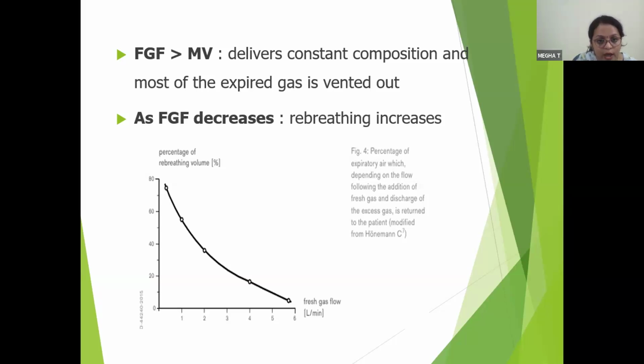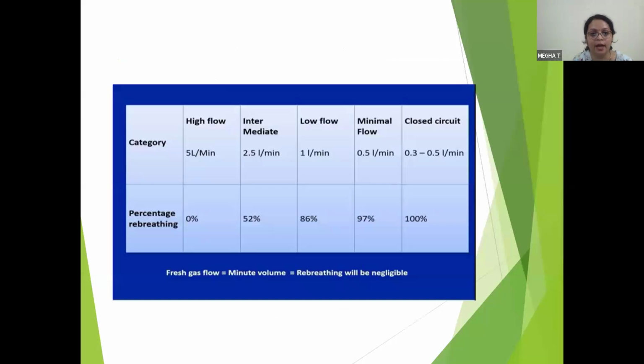In this graph, this is the fresh gas flow in liters per minute, whereas this is the percentage of rebreathing. The higher the flow, the lesser the percentage of rebreathing. As you decrease the flows, you can see the percentage of rebreathing goes up. At about 2 liters per minute, when you go below that, almost 50% rebreathing occurs. As I said earlier, with high flow there's only 0%, and as it goes down the rebreathing percentage increases. When it comes to low flow, you can see that 86% rebreathing occurs.